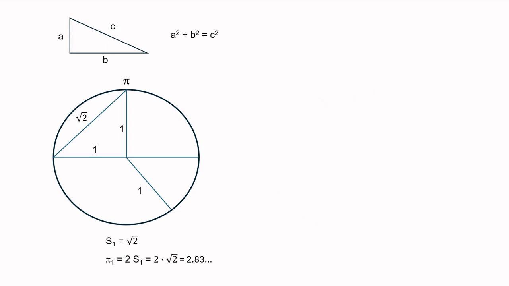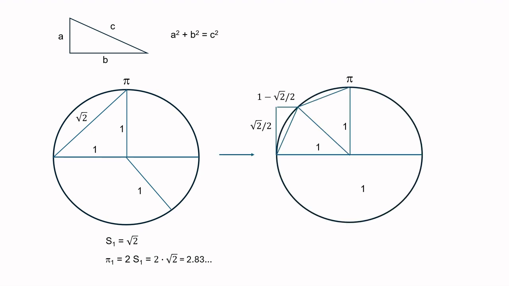Now we'll put that aside and do a second iteration by taking that 90-degree angle and dividing it into two 45-degree angles. Again, each 45-degree angle is going to cut off an arc of the circle, and we're going to approximate that arc by a straight line.